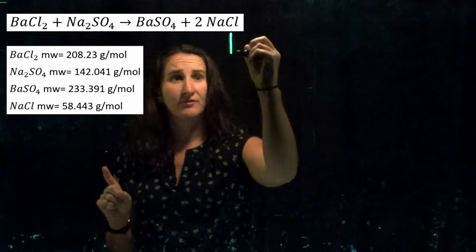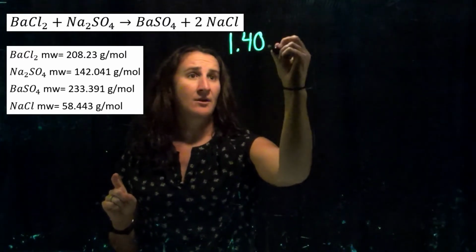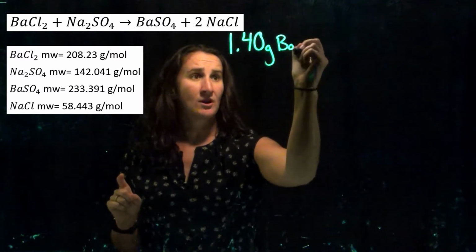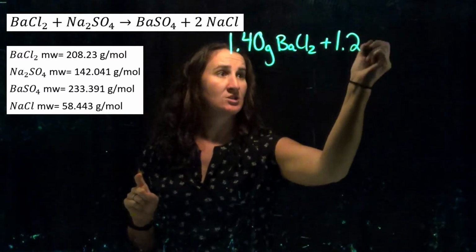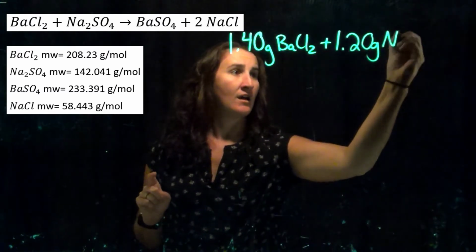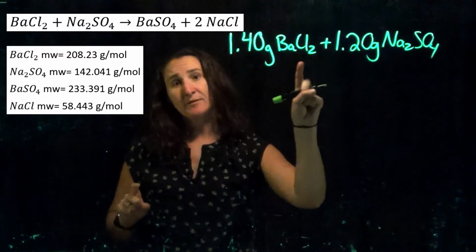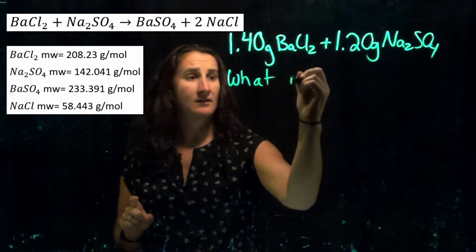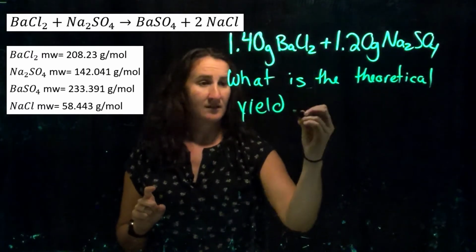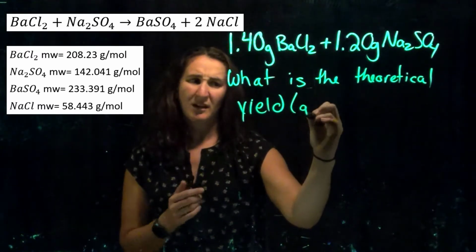you're told the following information. You're starting out with 1.40 grams of barium chloride, and we're reacting it with 1.20 grams of sodium sulfate. If you are given this information and asked, what is the theoretical yield of our experiment? So theoretical yield, and notice whenever you say theoretical yield, you typically mean with grams.